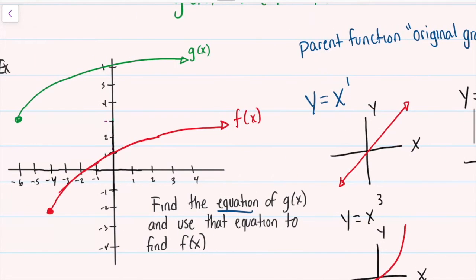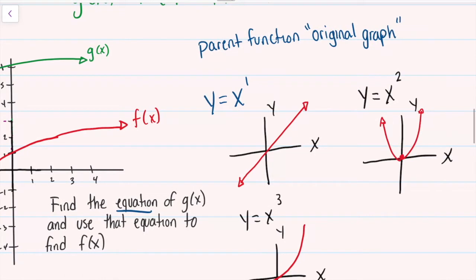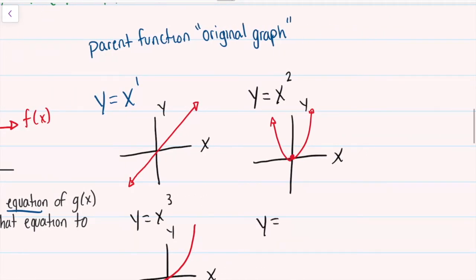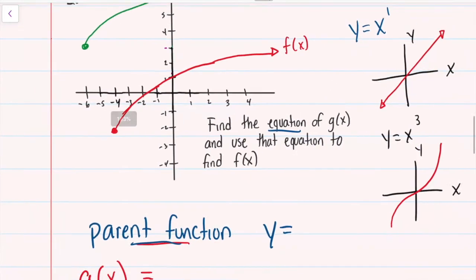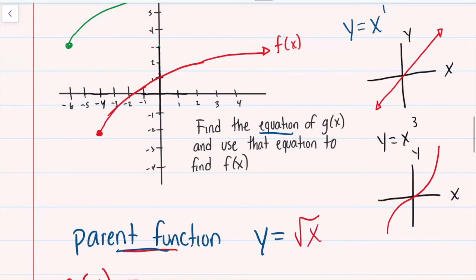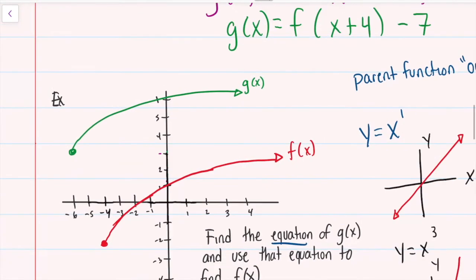Well, today, this doesn't look like any other parent function except for this one. Y equals the square root of x. And y equals the square root of x is going to cross through, you guessed it, through 0, but it's actually half a parabola sideways. So our parent function is the square root of x. And it looks something like this. I'm going to use a different color. It's crossing through 0, and it goes like that. That's the parent function. Okay?